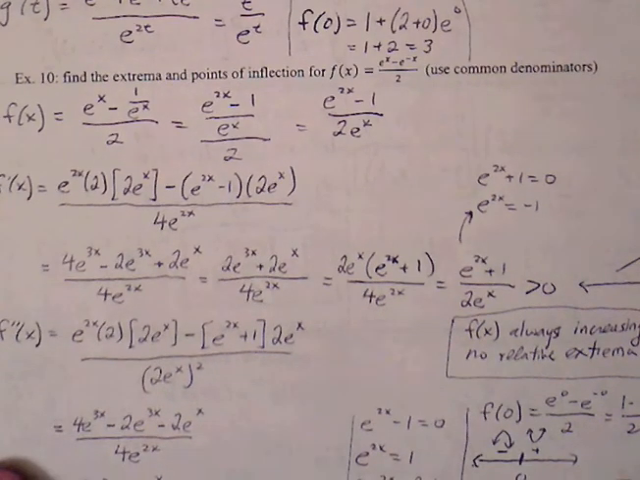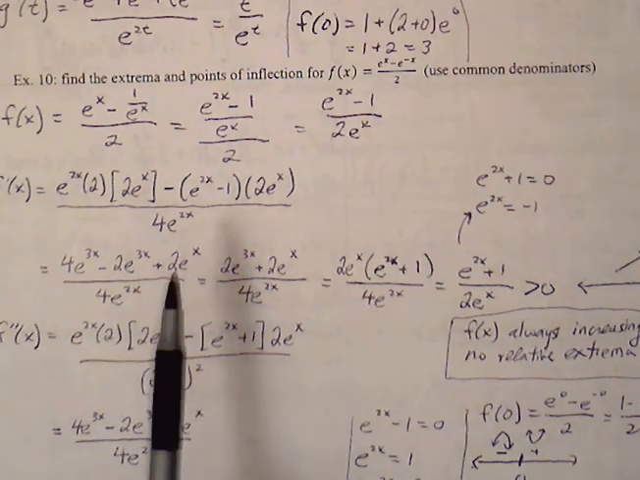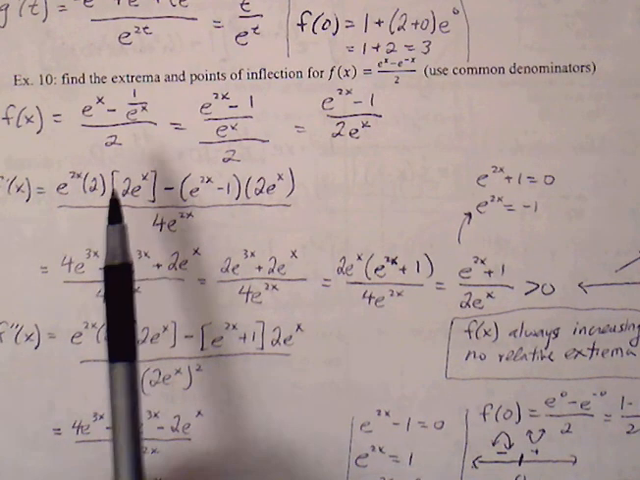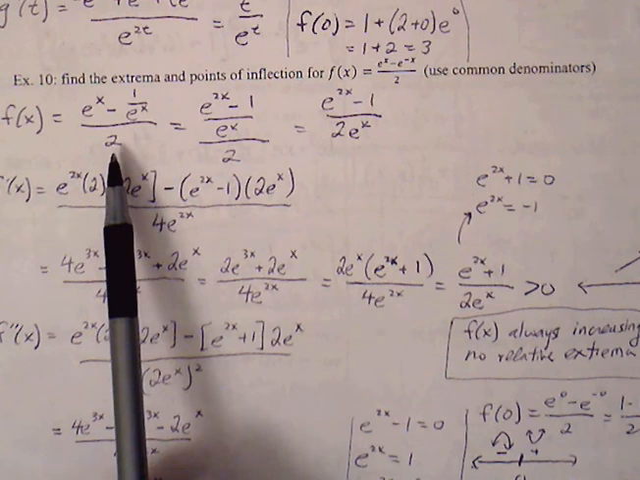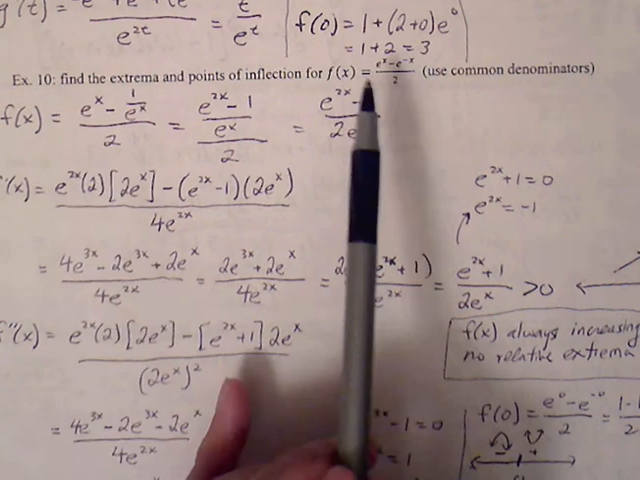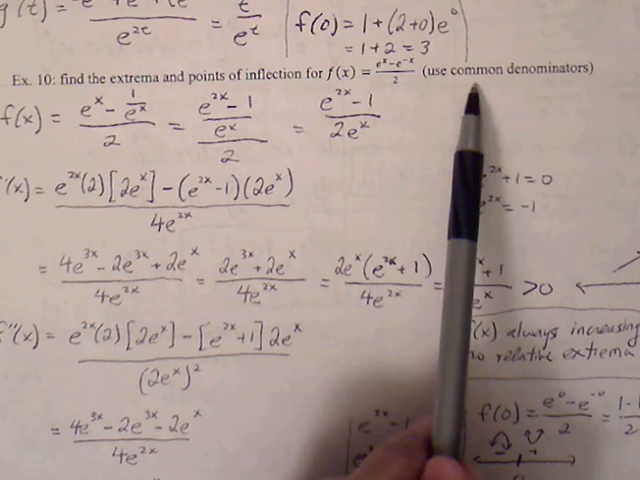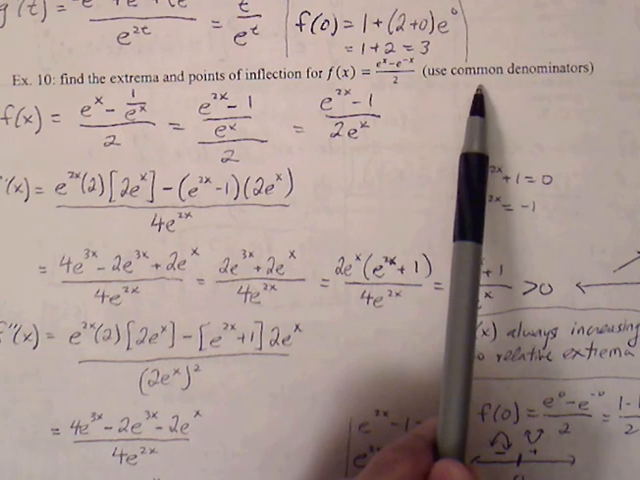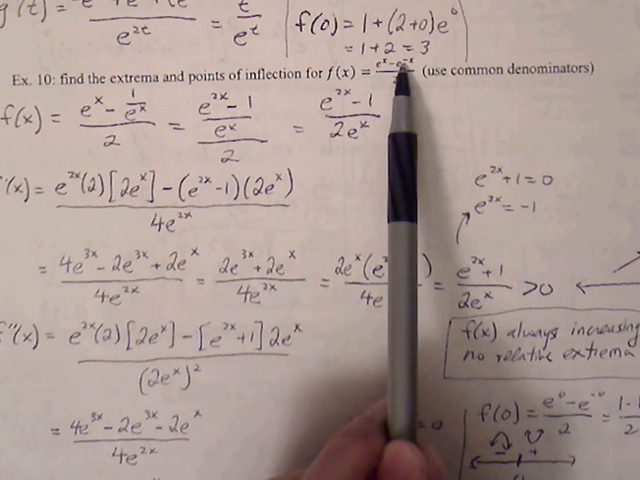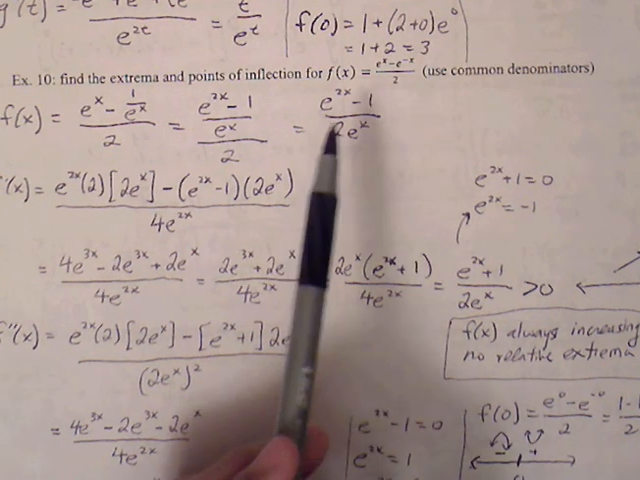Okay, example 10, find the extrema and points of inflection. So again, consider the first and second derivative test, the first derivative test and the concavity test. With our function here, I'm going to clean this up a little bit to give us something that's easier to differentiate, so we don't have to deal with negative exponents and potentially complex fractions.